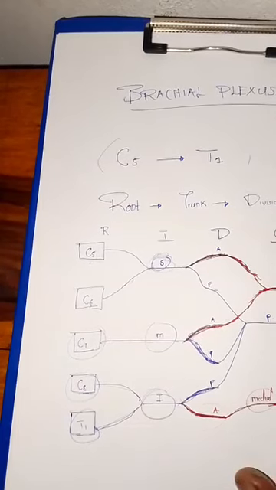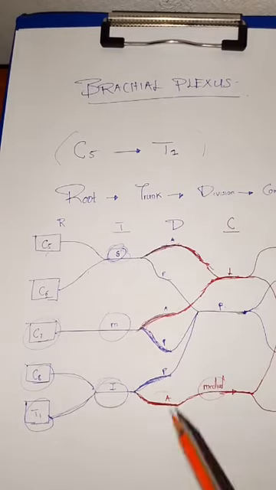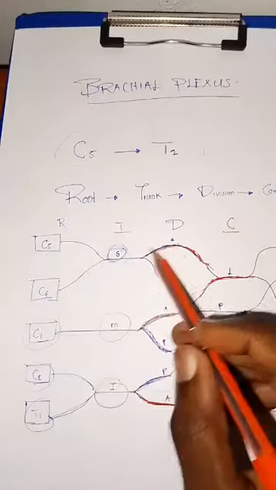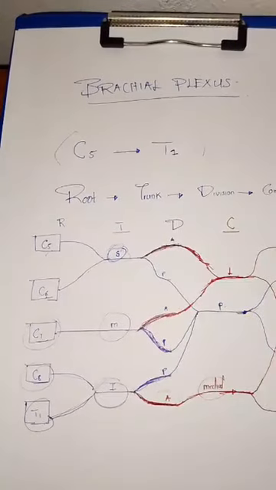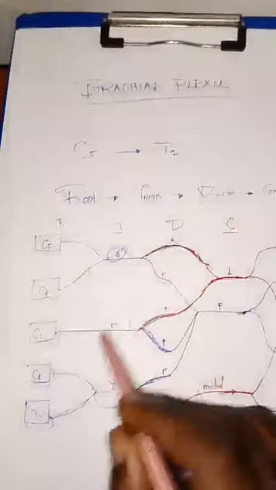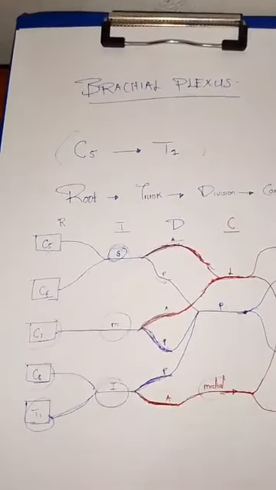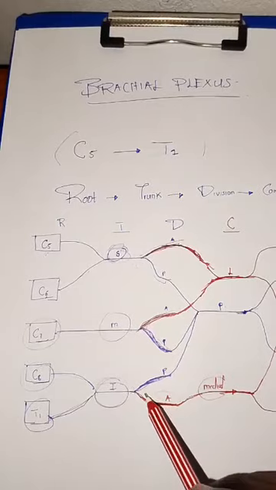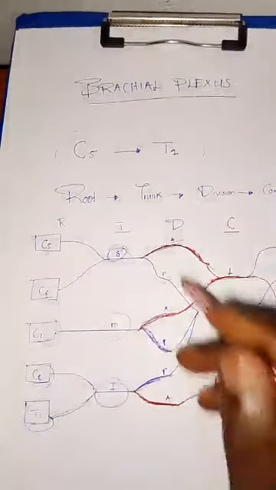So as the trunks are formed, now we are going to have the formation of the divisions, and we said that each trunk will divide into an anterior and a posterior division. So the superior trunk divided into the anterior as well as the posterior division. The middle trunk also divided into the anterior and posterior division. Then the inferior trunk divided into the posterior as well as the anterior division. So these are the divisions here.